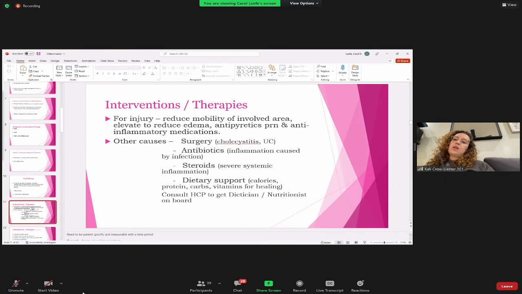Steroids. Okay, corticosteroids. So the NSAIDs, definitely anti-inflammatory medications. Steroids are for severe systemic inflammation, and they are the top rung of anti-inflammatories. What are some of the side effects of corticosteroid therapy?